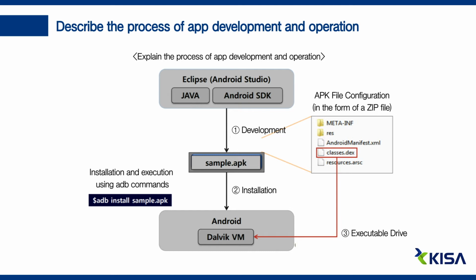When you develop Android after configuring the environment, the Android Apk file is created by compressing into a zip file as shown on the right. The Apk file, which is built from the developed Android application, can be installed using ADB. The Apk file will be installed at the user level, and Android will operate on top of the Dalvik virtual machine.